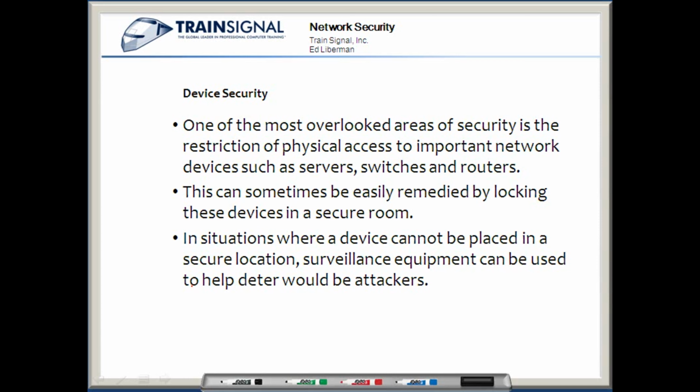I'm telling you, it's one of the most overlooked things out there. Maybe not so much the servers. Servers very often do get locked away in a server room or a server closet, but not always. I've walked into many companies, especially smaller companies, where the server just sits under someone's desk.